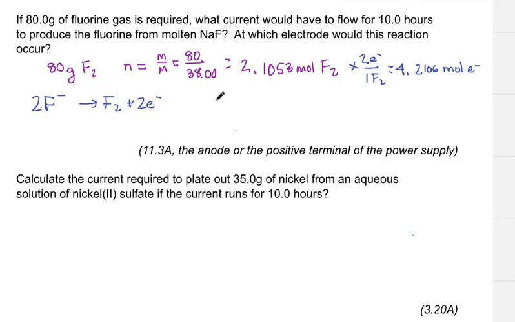Okay, so how much current does that mean? Formula starts out It equals Fn_e. If we want current, we want I alone, divide both sides by t, and we get current equals Faraday constant times moles of electrons divided by time. So 96,500 for the Faraday constant times 4.2106 moles of electrons. The time is, I should have done this in advance, sorry, 10 hours times 60 to get to minutes times 60 again to get to seconds. It's going to be like 36,000 seconds.